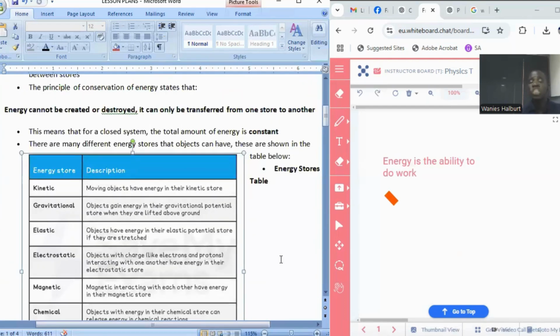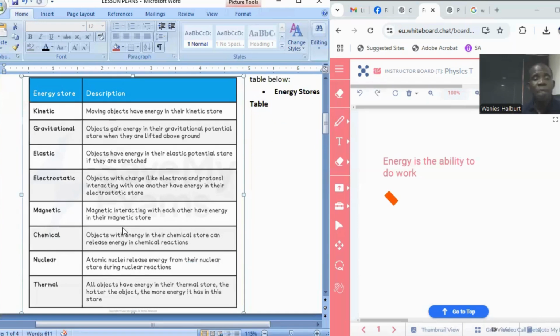So every energy has a store. Every object that has energy has a store where the energy is kept. And this store is what releases the energy at the time the energy is needed. We are discussing this for you to understand that every object that possesses energy has a store where the energy is stored. And so I've given you this table. I'm going to send the table to you so that you have it in your note. You have the various forms of energy here, the description of the energy, and the type of store possessed by the object that has this energy.